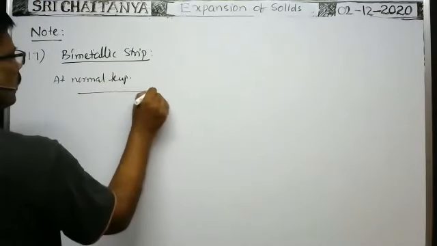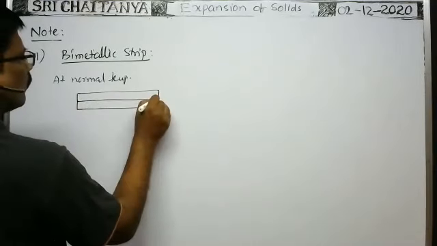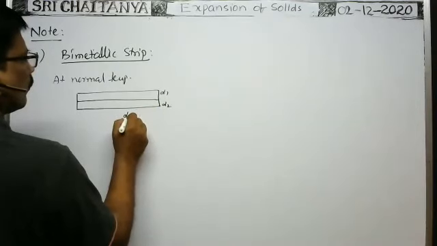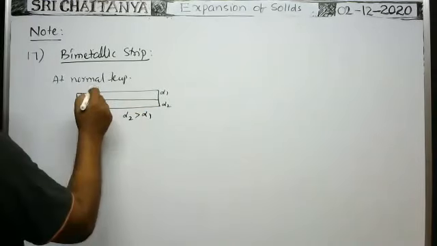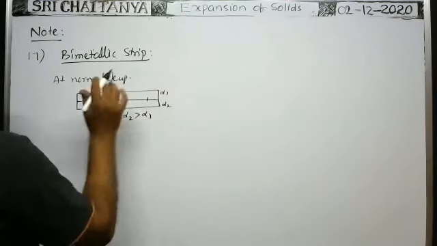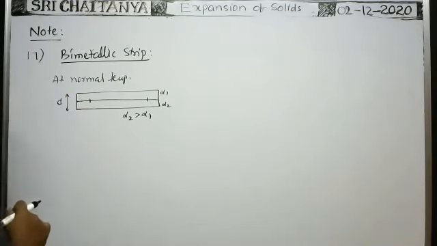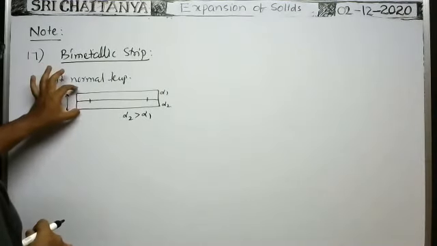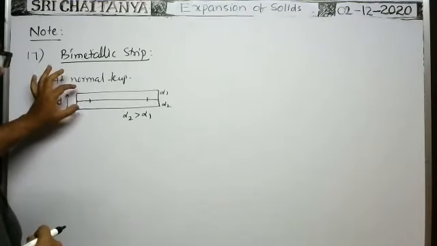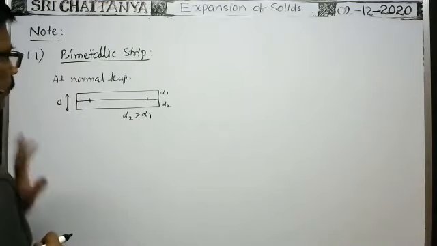At normal temperature, at which the bimetal strip is made, it is straight. The thickness of the bimetal strip is say d. Upon heating, there is no considerable change in the thickness because the thickness is very small. That's why there is no considerable change in the thickness of the bimetal strip upon heating.